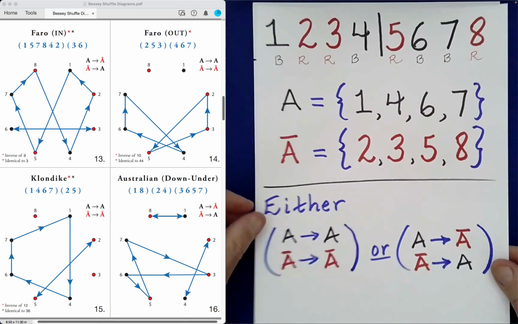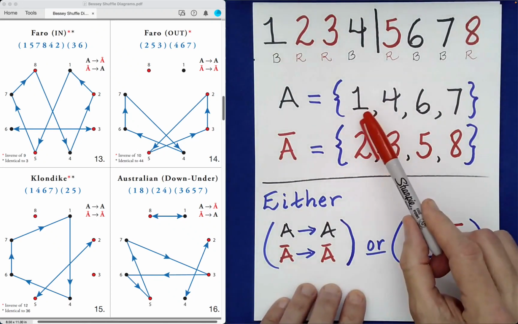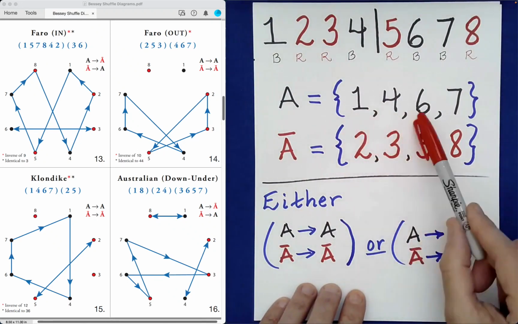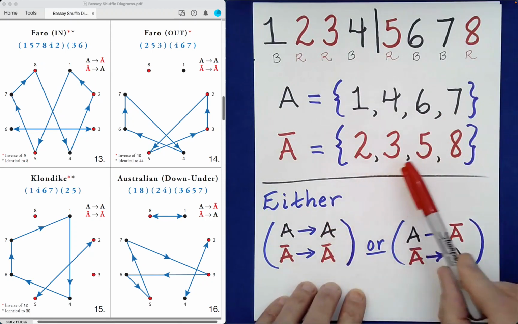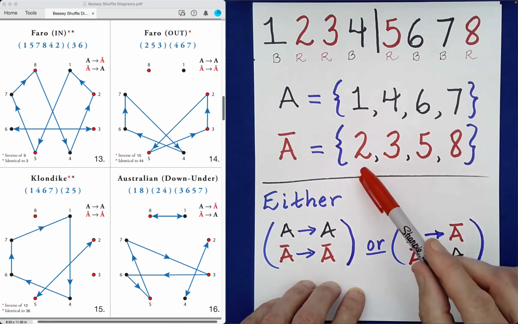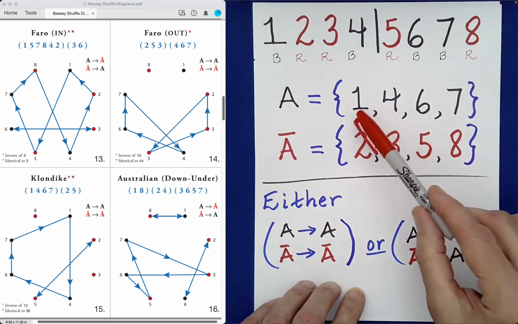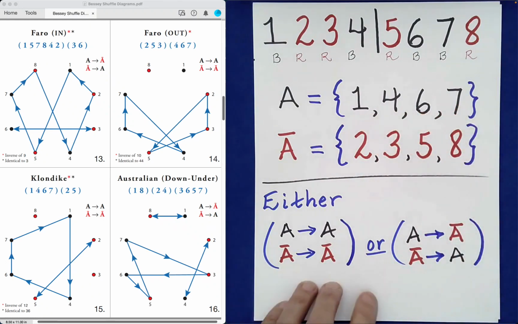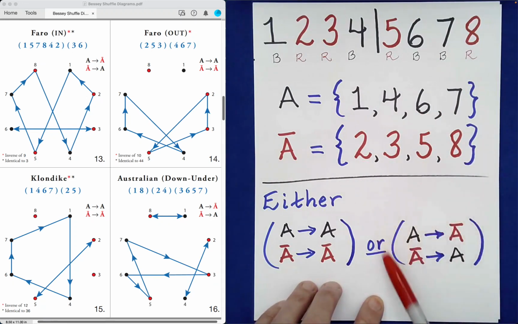So as a reminder, inversion occurs when the cards in positions 1, 4, 6, 7 get moved to positions 2, 3, 5, 8 in some assignment. And the cards originally in positions 2, 3, 5, 8 get moved to positions 1, 4, 6, 7. So the way that we describe an inversion is as follows. The set A gets sent to its complement. The complement of A gets sent to A.